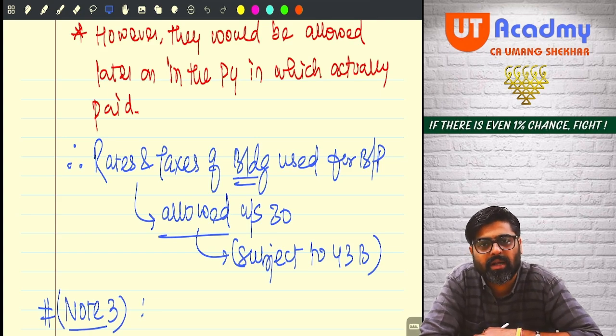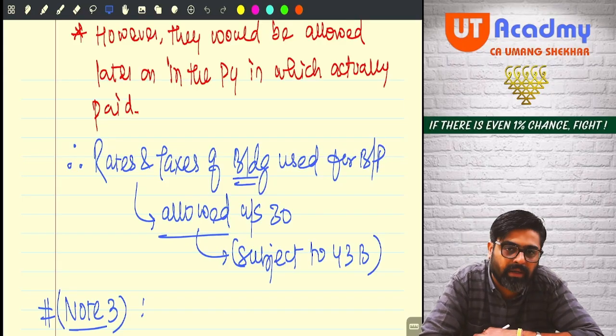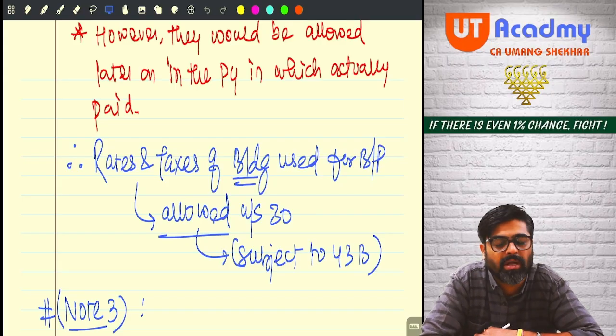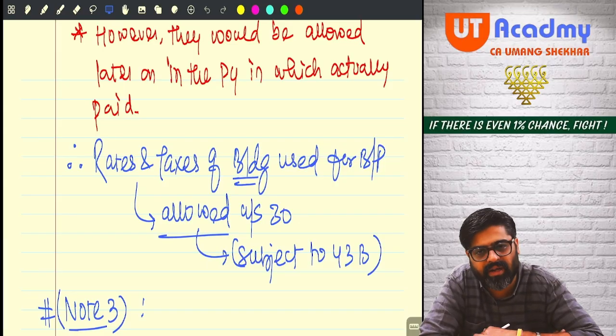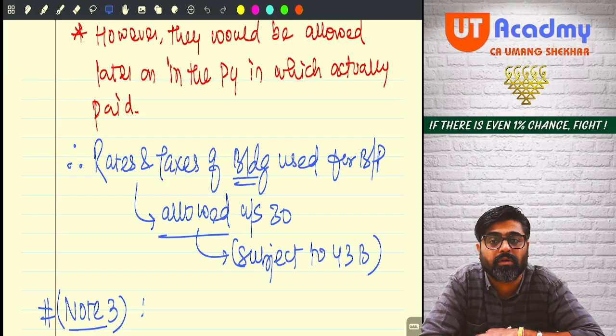Vehicles are what? Plant and machinery. Air conditioners are what? Plant and machinery. Motor cars are what? Plant and machinery. Machines are what? Plant and machinery. Aeroplanes, ships and books are plant and machinery. Whatever you see, every single thing is plant and machinery. Even computers are treated as plant and machinery.